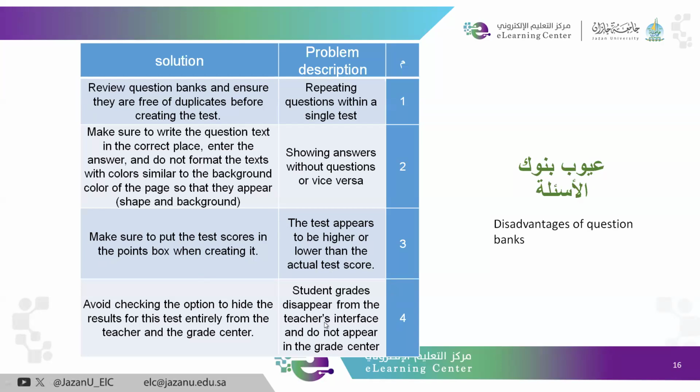Next is student grades. Student grades disappear from the teacher's interface and do not appear. So avoid checking the options to hide the results for this test entirely from the teacher and the grade center. As we know, we have this option on the Blackboard LMS that we can hide this from students or teacher as well. Okay. So avoid checking the options to hide the results for this test entirely from the teacher and the grade center.